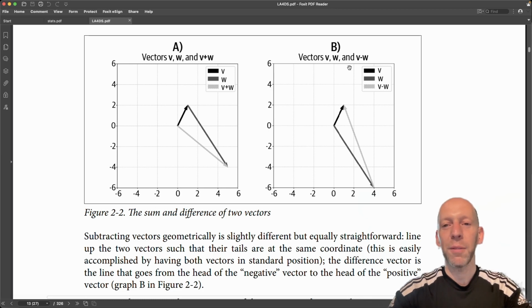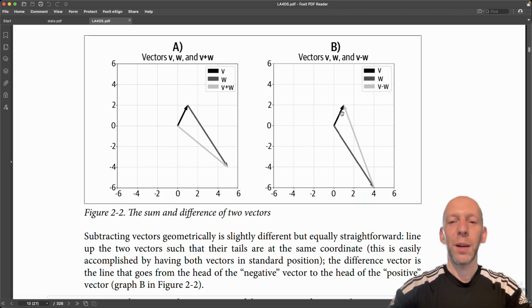Okay, and then here we have vector subtraction. So now we have both vectors, v and w, starting at the origin. And then we draw a line that goes from the head of vector w to the head of vector v. And this is the difference. This is one way to depict geometrically the difference of these two vectors. Okay, so now I'm going to switch to Python and show you the code that creates this figure.